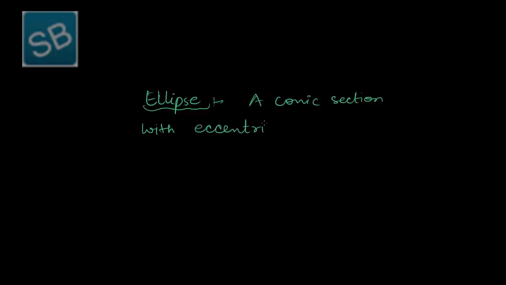Now we are going to start with the next topic and next conic, that is ellipse. So what is ellipse? A conic section with eccentricity, that is E, less than 1 is called ellipse.